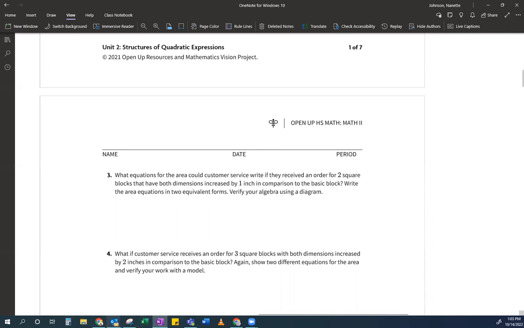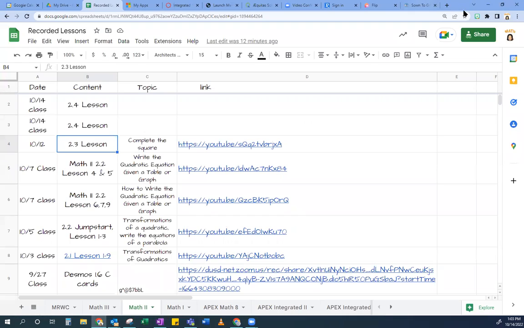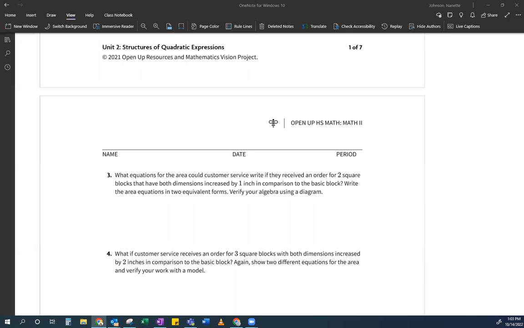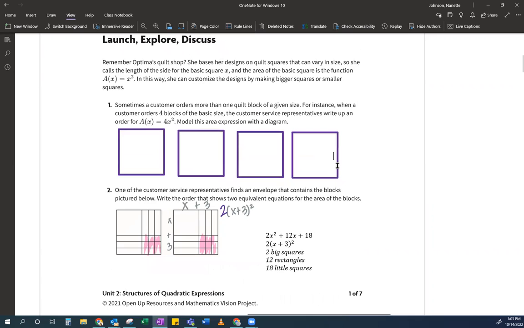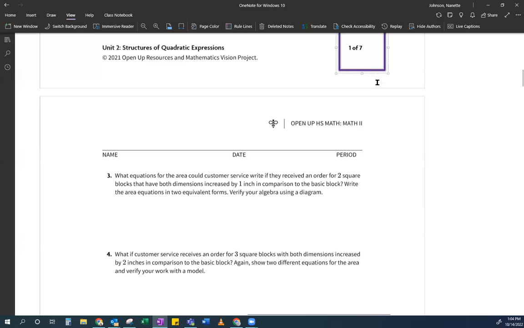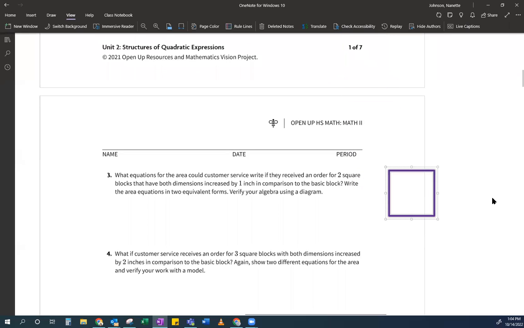Okay, so you want me to, wait, hold on, let me grab this real quick. You want me to draw a square. Yes, so I'm going to grab one of these. Let me bring it down here. Okay, so here's my basic block. And then it says it's increased by 1 inch on each side. Oh, okay. So what would I draw right next to this square, you guys? What would I draw right next to this square?